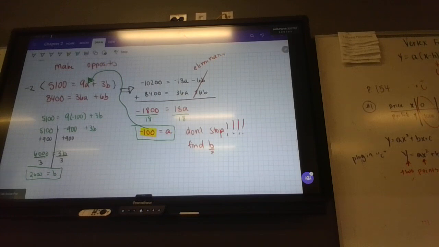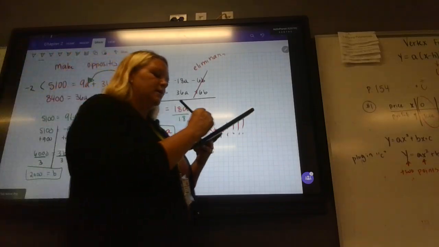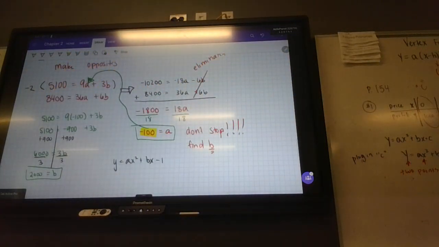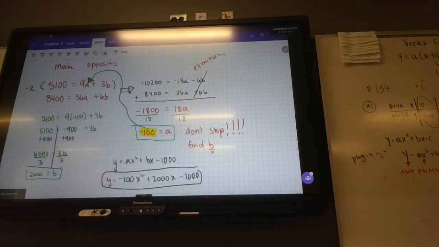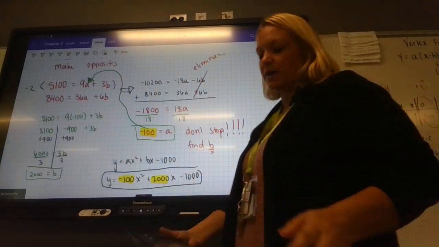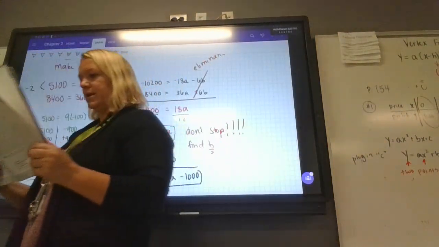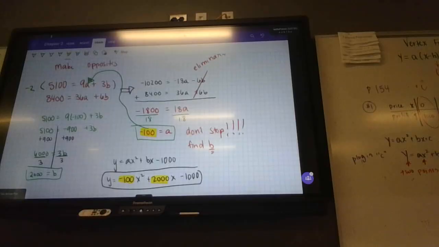So here I go. It's ax squared plus bx, what was C? Minus 1,000. So now I know it's -100x squared plus 2,000x minus 1,000. I had to actually plug in the A and the B that I just calculated, and the -1,000 was given. Cool, right? You guys just made a whole equation for this rock band just from a table of values. It's very impressive.